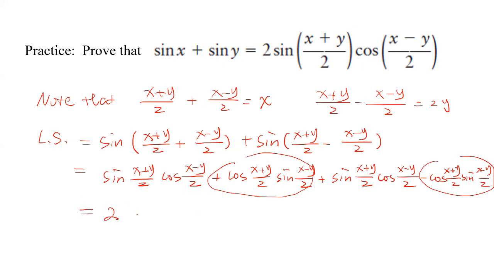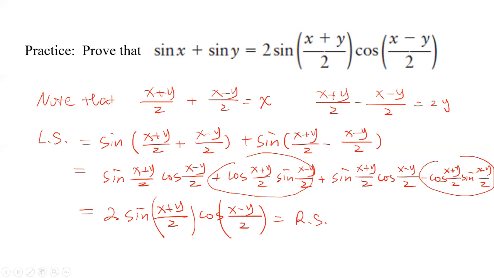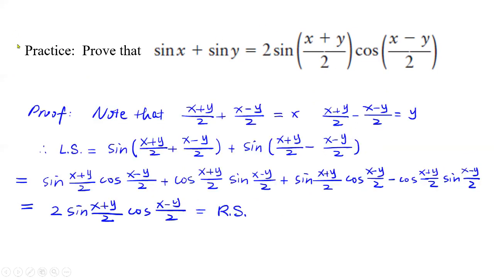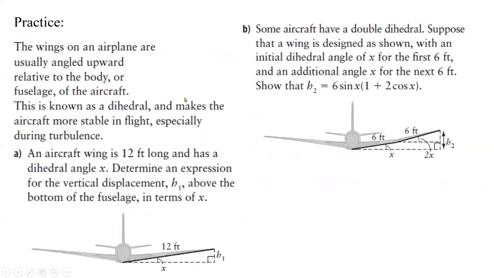So this is twice of sine x plus y over 2 cosine x minus y over 2, right? And this is exactly the expression on the right side. And in this way, we have proved this statement is true. Okay. You can also check the complete proof in this lecture slides.